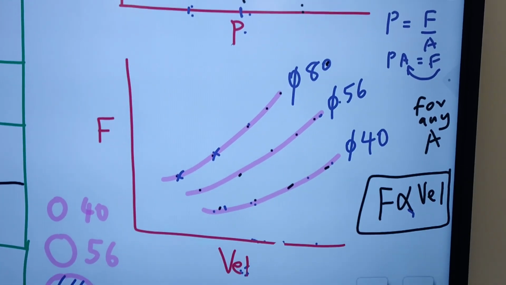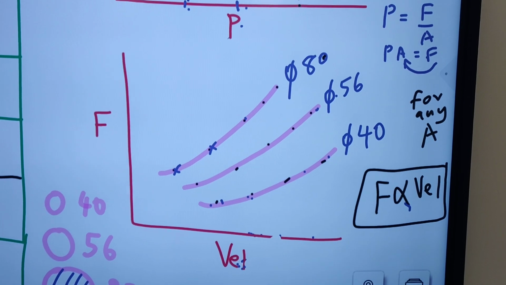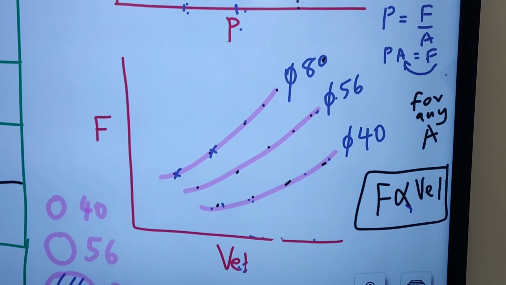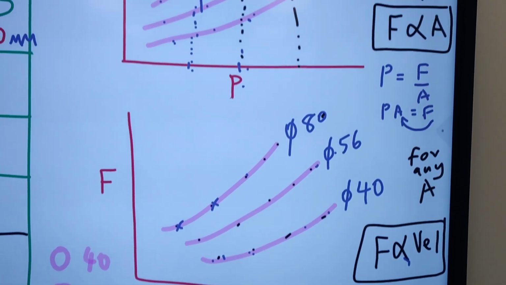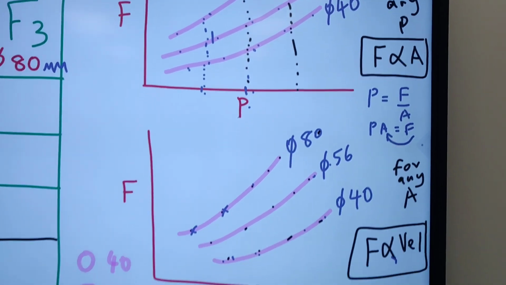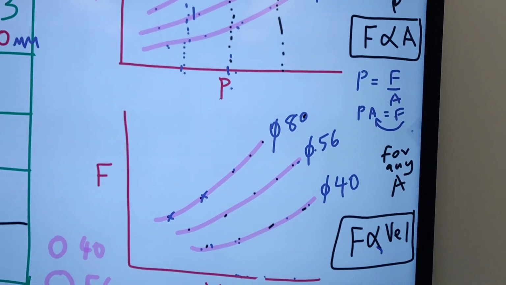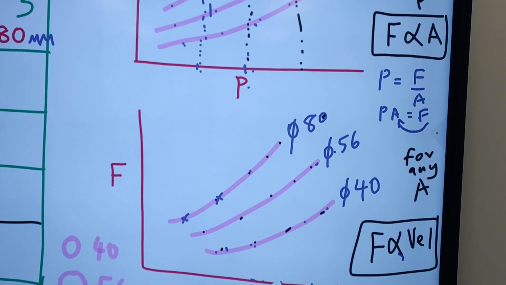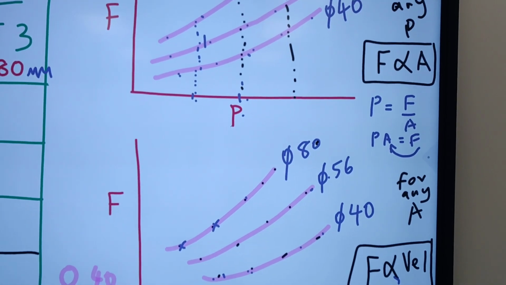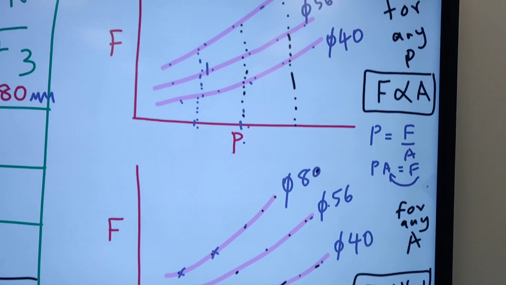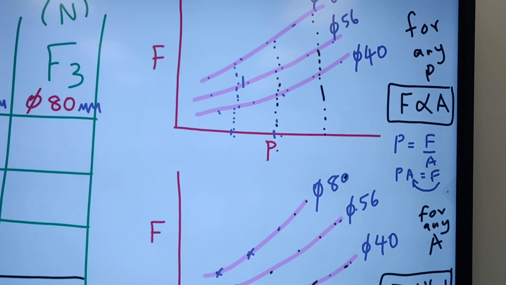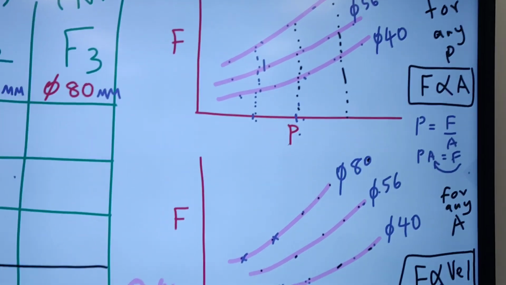Second graph, drag force on y-axis and velocity on x-axis. So F versus V, F versus P, and you are going to plot the data for all the three disks, 40, 56 and 80. So you will get three curves for each of these two graphs that you will make.